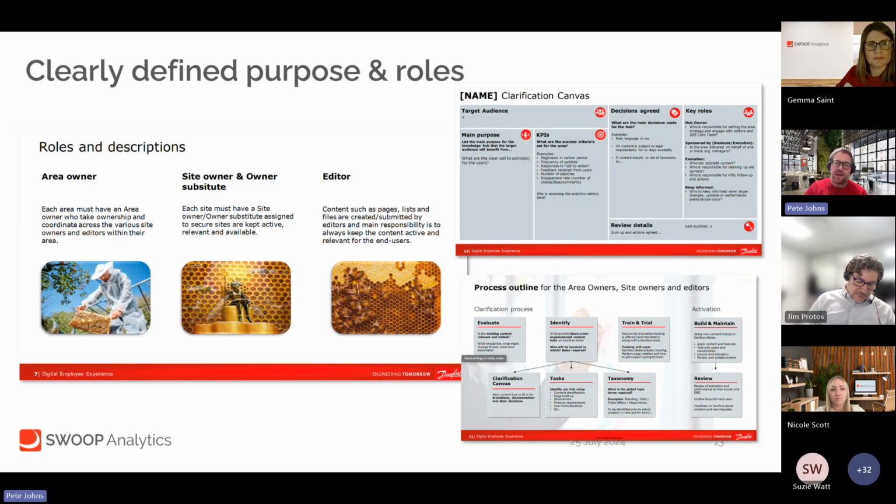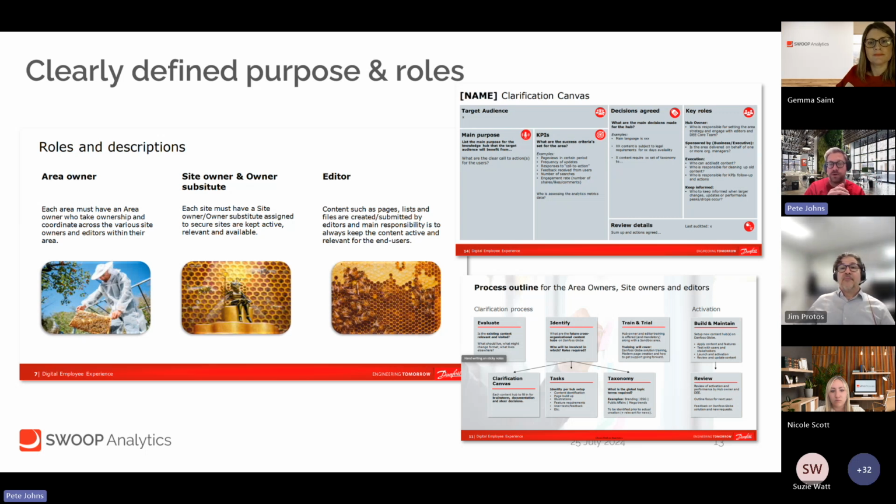Then they have their site owner, or an owner substitute. When someone's nominated as a site owner or puts their hand up to be a site owner, they're required to have a substitute so that they've got that backup. That's kind of like the queen bee who's in the actual hive overseeing everything that's going on there. And then they've got the editors, who are like the worker bees or the honeybees creating the gold that everybody's lapping up.